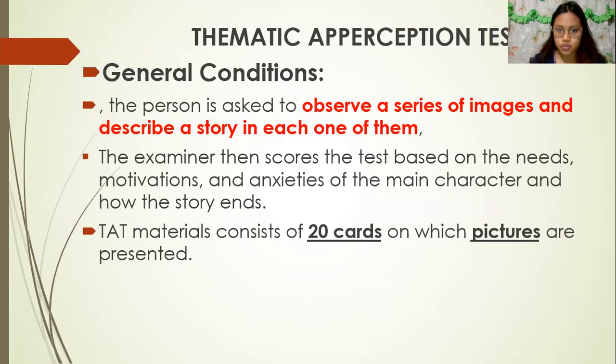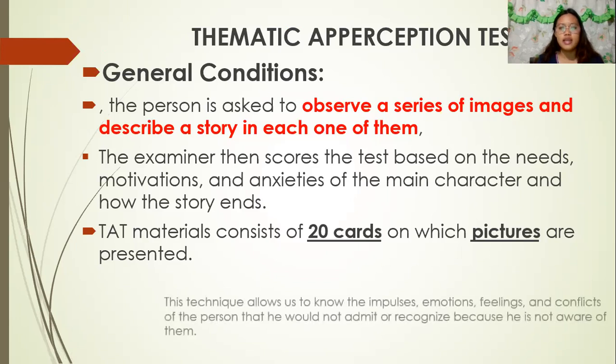So to add about the thematic apperception test, the general condition is that the person is asked to observe a series of images and describe a story in each one of them. The examiner then scores the test based on the needs, motivations, and anxieties of the main character and how the story ends. Basically, the material consists of 20 cards on which pictures are presented.